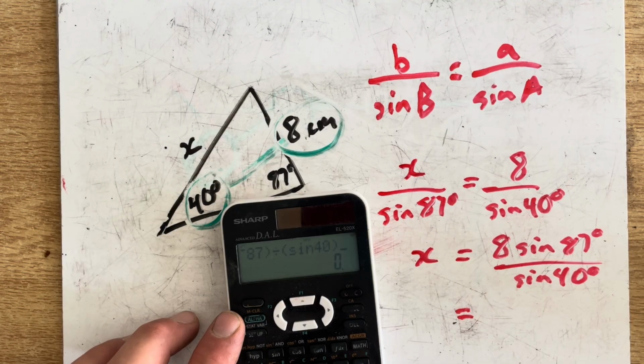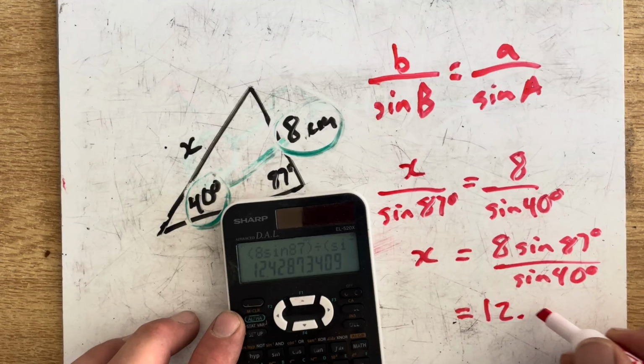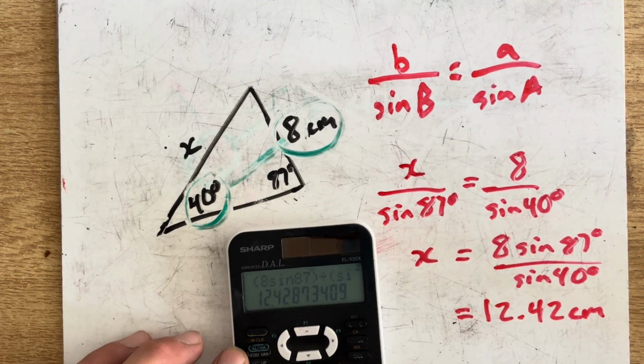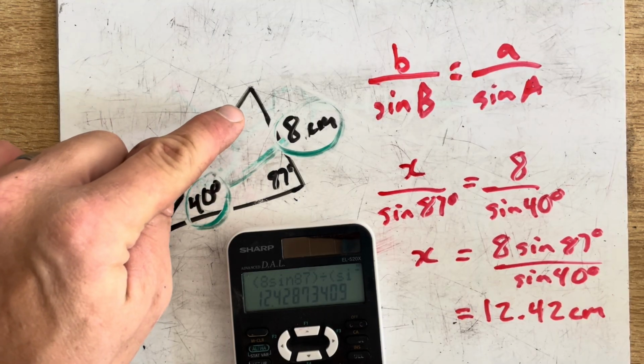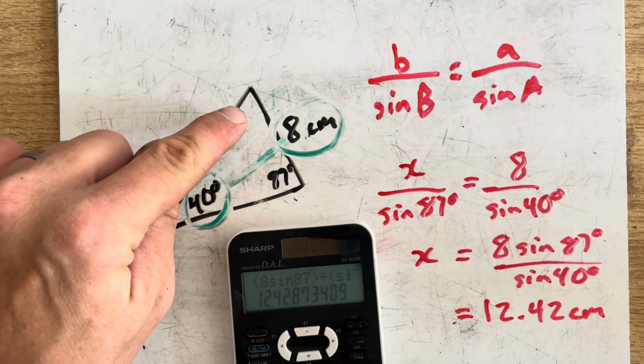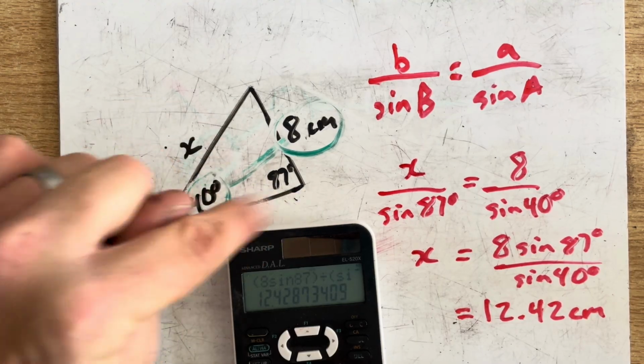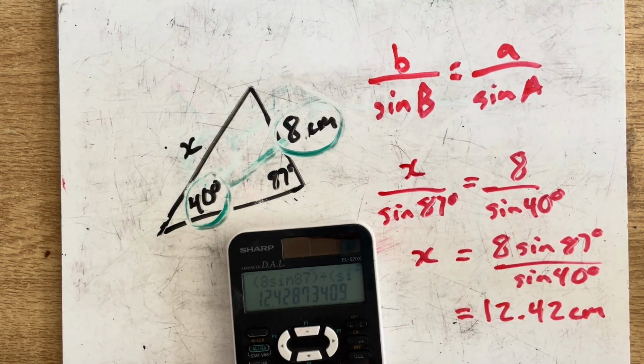So let's go ahead and hit equals and see what we get. Excellent, we got 12.42, which is larger than 8, which is what I was expecting. So that's how we use sine law to find an unknown side. We could do this again. So if we did 127 from 180, we get this angle, and we could find this side length here using sine law as well too.